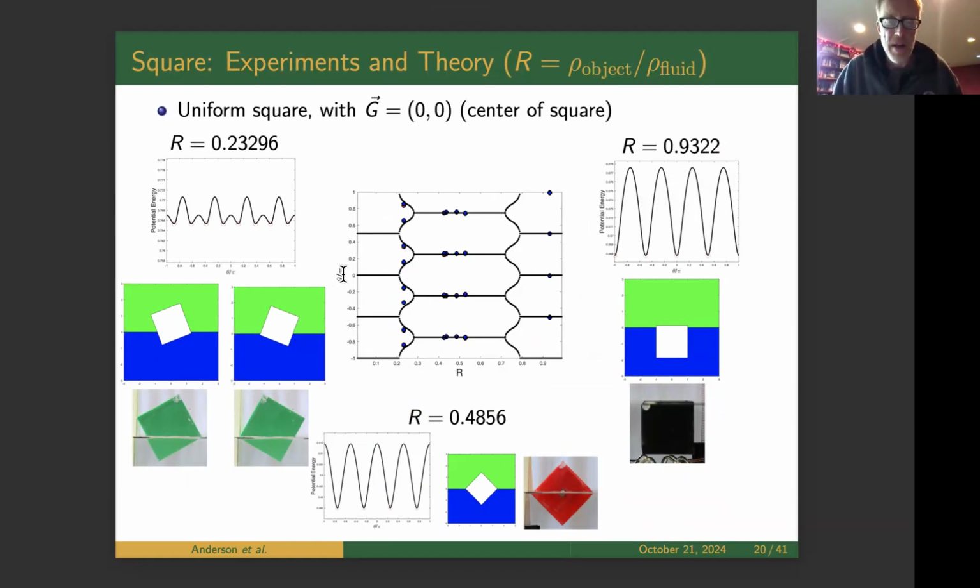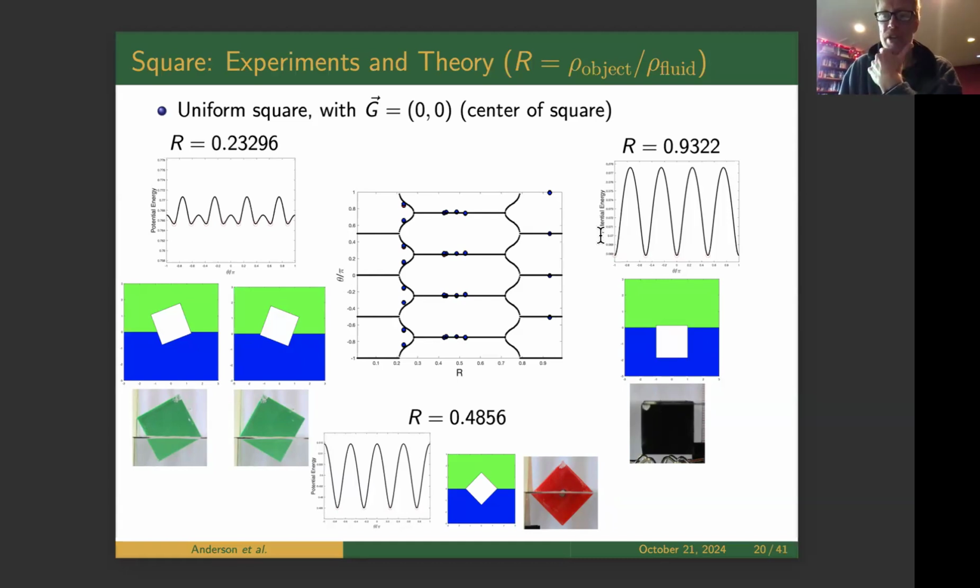In the middle plot here is orientation angle as a function of density ratio. So again, if we're up here, density ratio 0.9, that would be something like this floating shape here. The square has 4 solutions, right? One for each rotation of the square. So that's the prediction. Here's an observation from the lab of one of the floats.